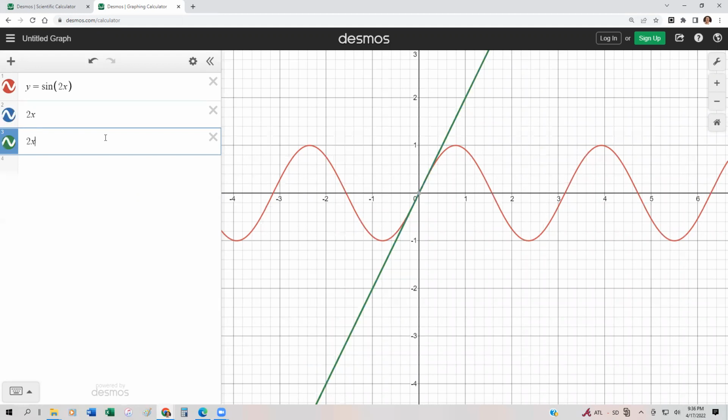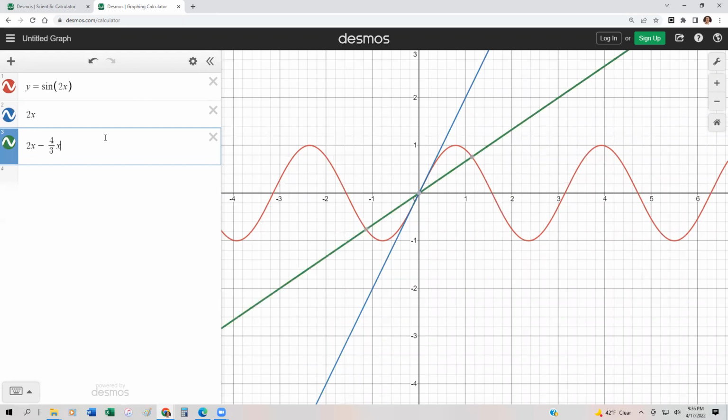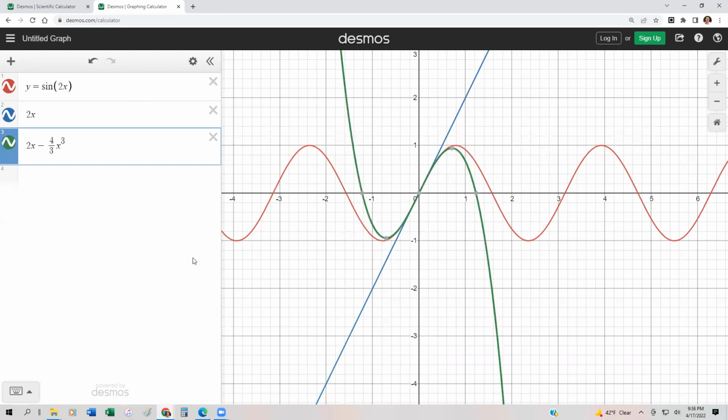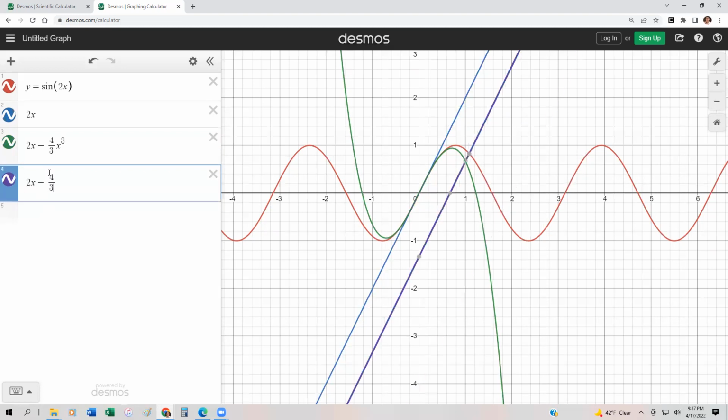Now, the next one we had was 2x minus 4/3 x cubed. Now notice that this is a much better fit, to about 0.707, and then it starts to diverge just a little bit from the behavior, but it's still not all that bad. Now remember, the last one we had was 2x minus 4/3 x cubed, and then plus, I think it was 4/15 x to the 5th. Now notice how good this is.